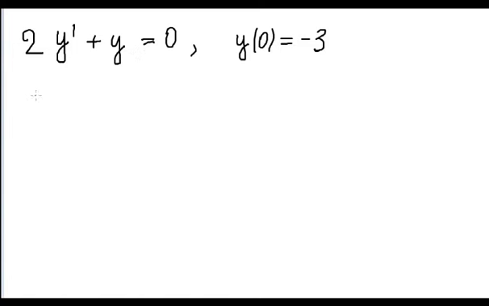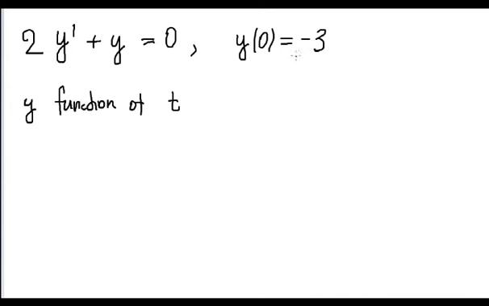The y here is a function of some variable. Let's say it's a function of variable t. We are looking for the function y such that this equality will hold, and along with that, y of 0 will be equal to -3. By the theory of linear equations, we know that there must be exactly one such function.